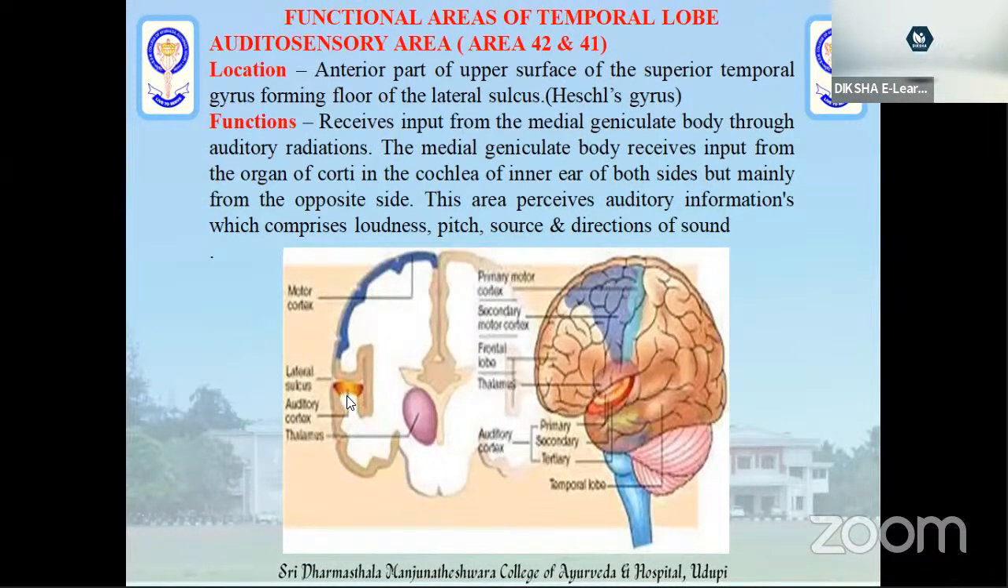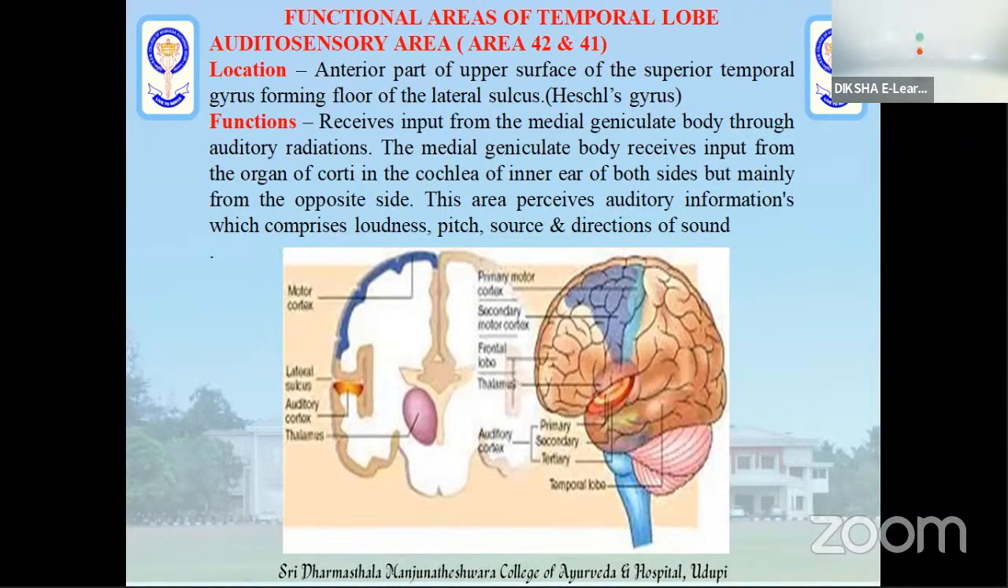And its function is that it receives the input from the medial geniculate body. The medial geniculate body is a part of the metathalamus, which comes in the pathway of hearing. Through the auditory radiations, it receives the input. The medial geniculate body receives the input from the organ of Corti. The organ of Corti is located in the internal ear, in the cochlea, in the membranous labyrinth part of the internal ear, and is responsible for the perception of sound.